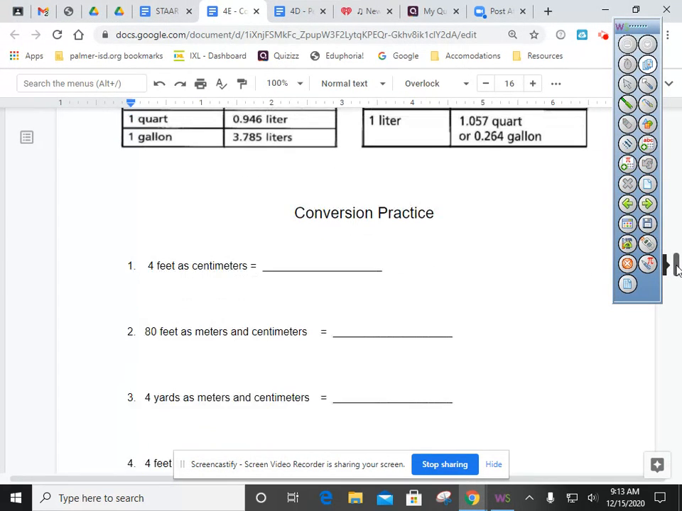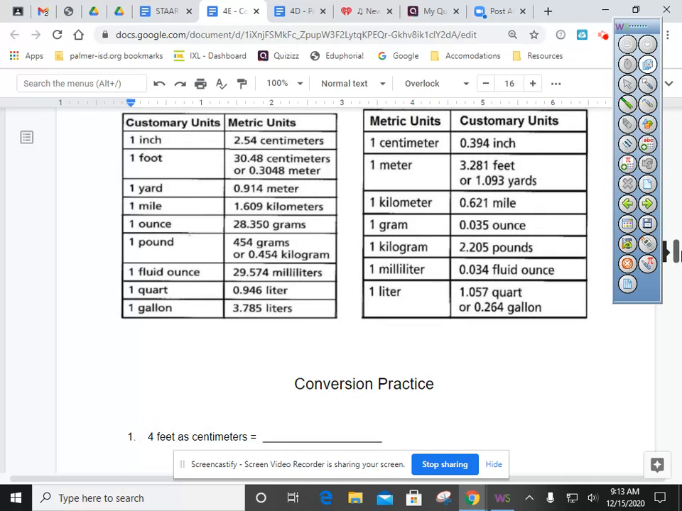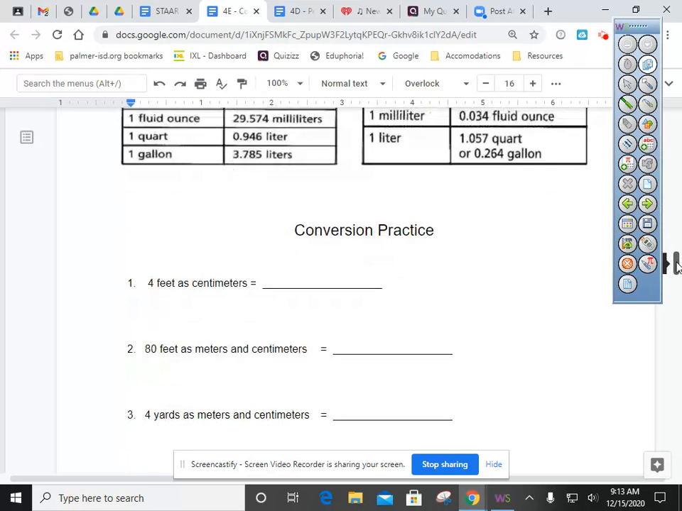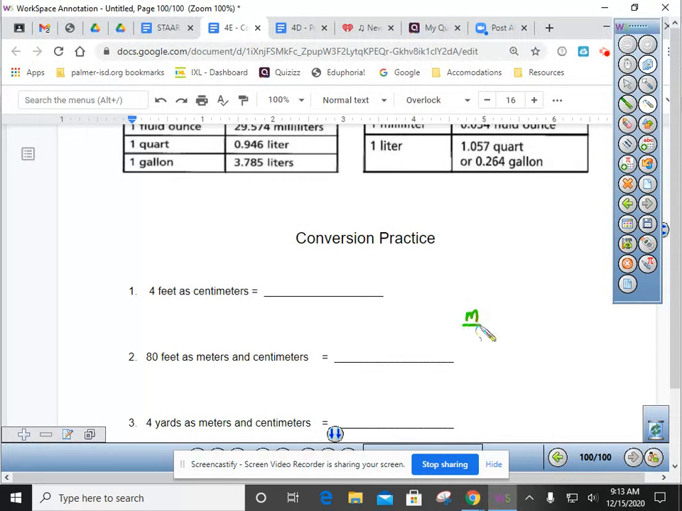That says it's meters and centimeters. So let's do 80 feet as meters first. You can either use this one or you can use this one. 1 meter is 3.3 feet. I'd probably do that. I'm going to do meters and feet. And what did I say 1 meter was? 3.3 feet.